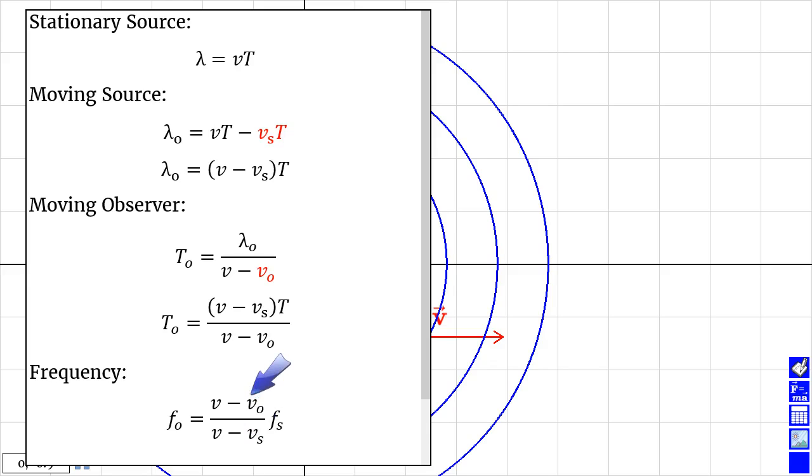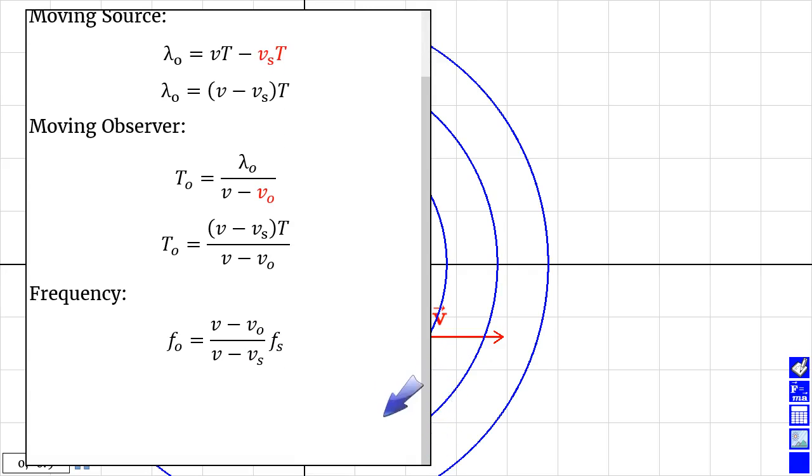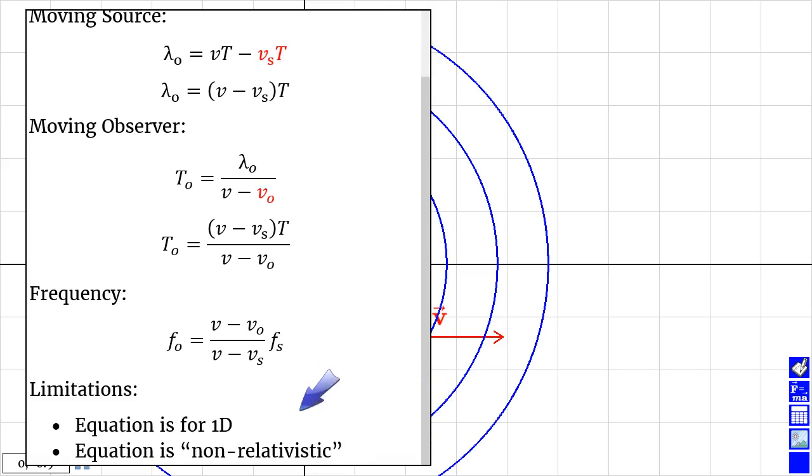Now there are a couple of limitations of this formula. First of all, this is just a 1D formula. If the observer and the source were moving at an angle towards each other and not in a straight line, the formula would be more complicated. So we're only going to use this formula for 1D situations.